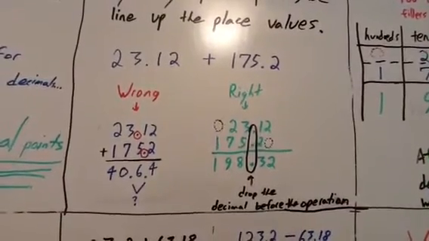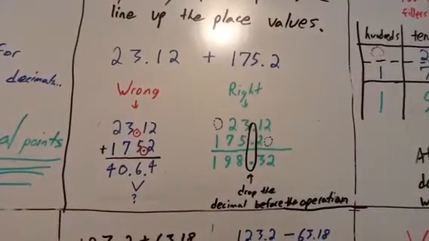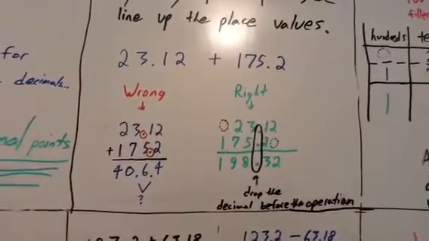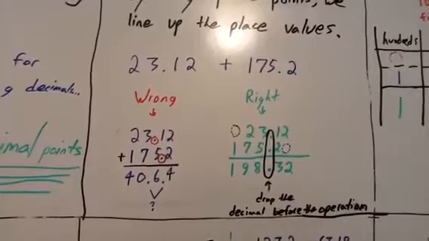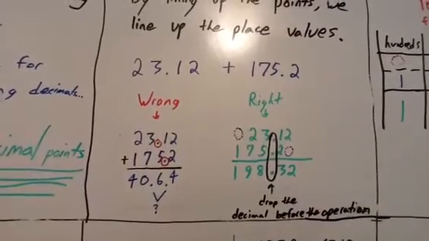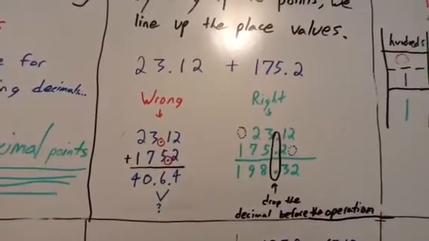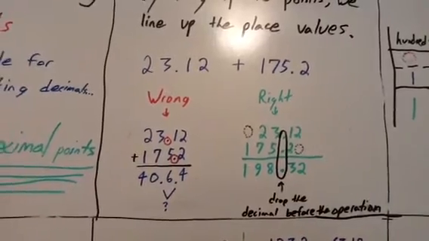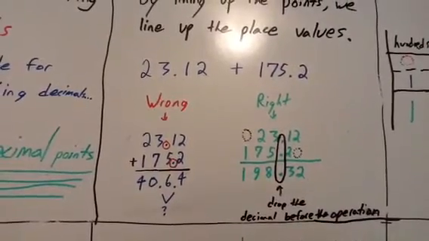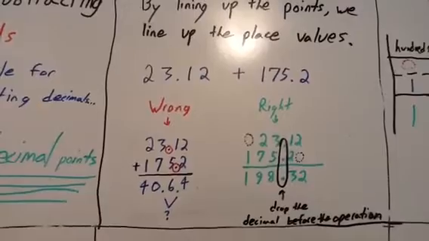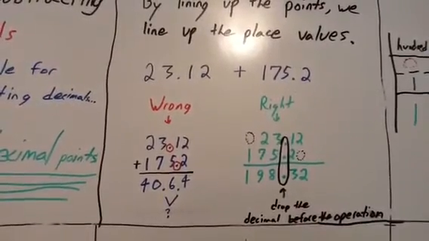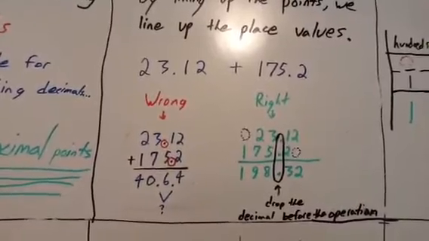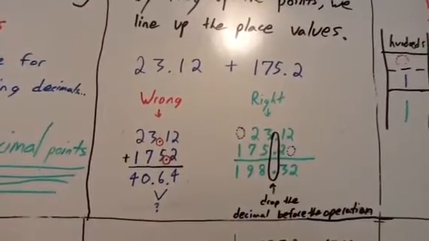Then, as I always do, I start adding from the right to the left. You just add like normal. 2 plus 0 would equal 2. That's 2 hundredths plus 0 hundredths equals 2 hundredths. 1 tenth plus 2 tenths equals 3 tenths. The decimals all lined up correctly. 3 plus 5 equal 8. 2 tens plus 7 tens equal 9 tens. And 0 hundreds plus 100 equals 100. So I end up with 198 and 32 hundredths.